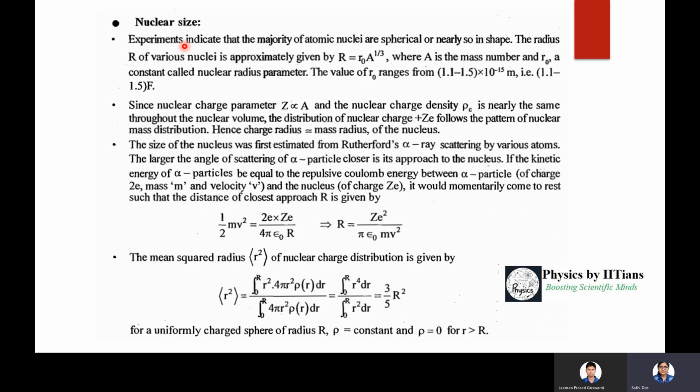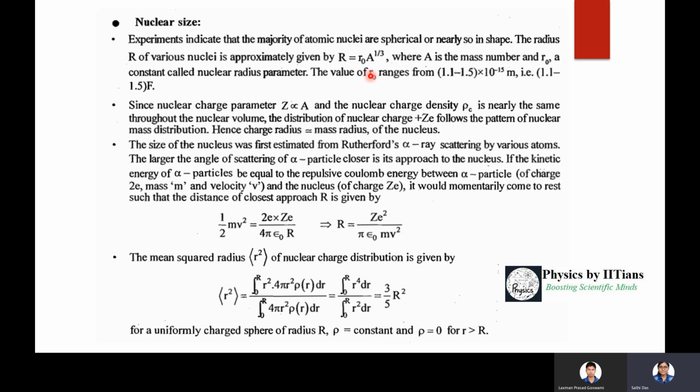What is the nuclear size? So from experiments, if you perform certain experiments, the nucleus can be assumed to be spherical or nearly spherical, but not exactly spherical. So how do you measure that? If we think of the nuclear radius as capital R, you can think that R is proportional to A to the power 1/3, where A is the mass number. So what will be the proportionality constant? The proportionality constant is R naught.